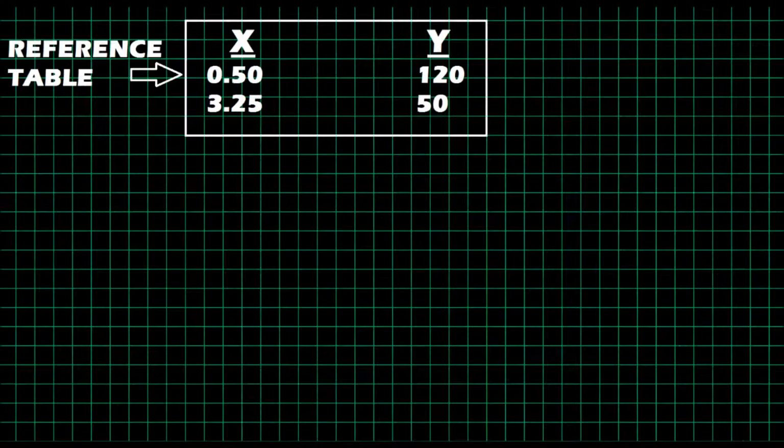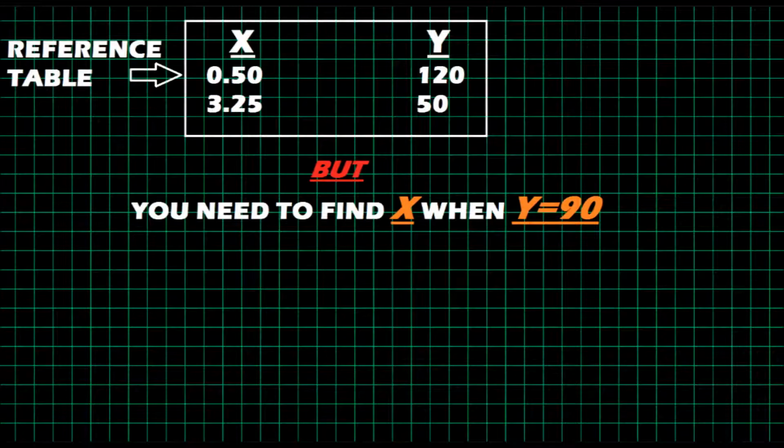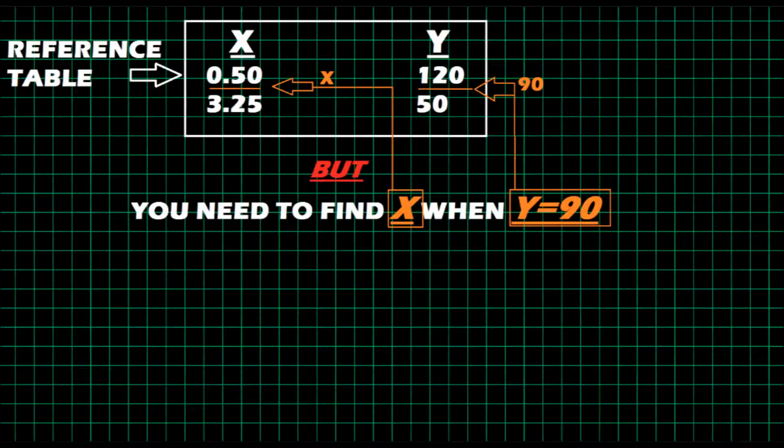So you look at your reference table, and notice these two sets of values are the closest to what you're looking for. But you don't need these values. You need to find x when y equals 90. You can tell that 90 fits somewhere between the two given y values. Therefore, the x value when y equals 90 should also fit between the x values on the table.